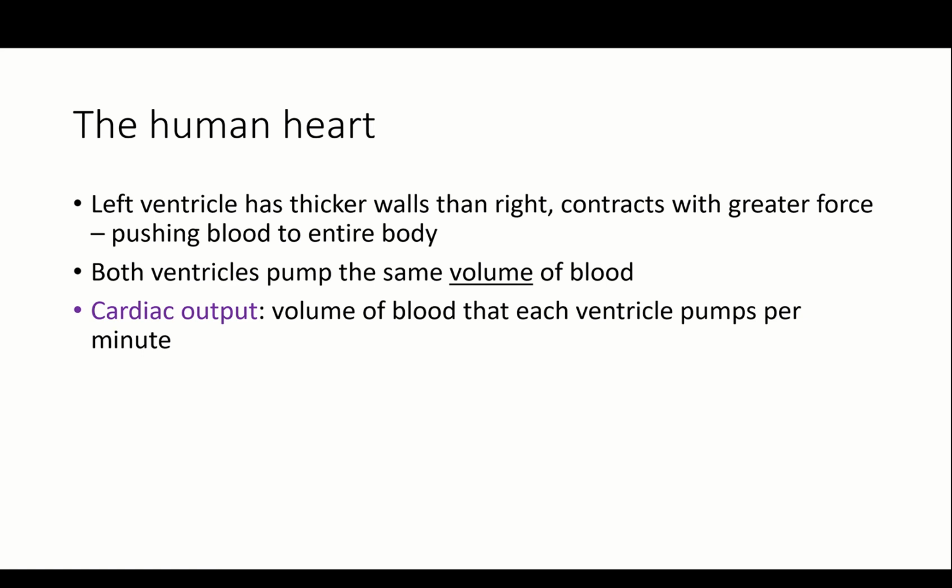We mentioned this a couple slides ago, but I hope you noticed again that the left ventricle is going to have thicker walls than the right, excuse me. And that's again because it has to transport that blood a further distance throughout the body. So we need to be able to provide more reinforcement for that important movement. It's important to note though that although there is that thicker wall, both ventricles are actually pumping the same volume of blood. We quantify that using a term called cardiac output, and that describes the volume of blood that each ventricle is pumping per minute.